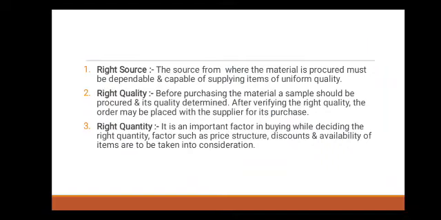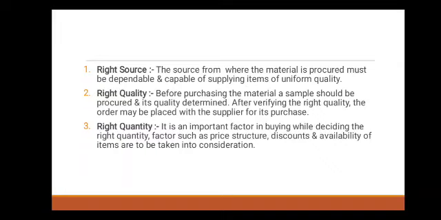First, right source. The source from where the material is procured must be dependable and capable of supplying items of uniform quality. The buyer has to decide about the proper source to procure the material. Second, right quality. Before purchasing the material, a sample should be procured and its quality determined. After verifying the right quality, the order may be placed with the suppliers for its purchase.